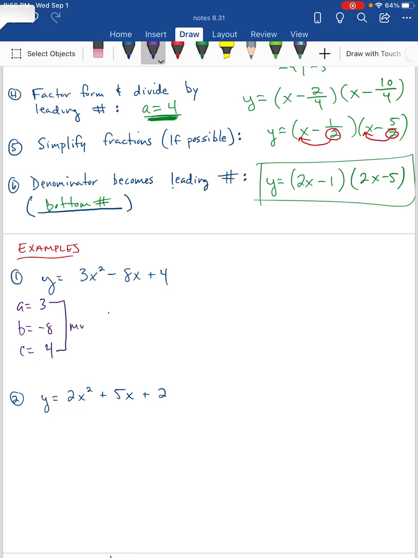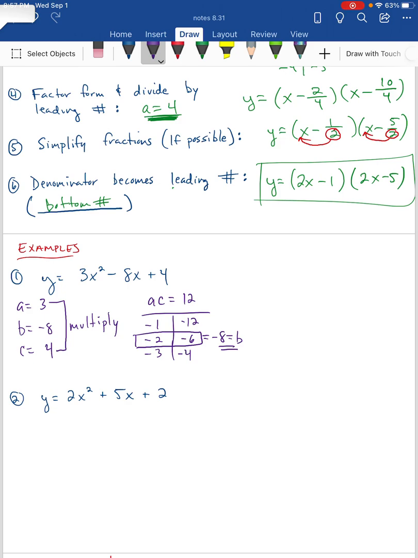So I am going to multiply my a and c. So 3 times 4 gives me 12. So for my t-chart, I need to get factors of 12 because that is what I get when I multiply a and c. So I have 1 and 12, 2 and 6, and 3 and 4. Now because AC is positive and 8 is negative, that means that both of my factors are negative. The ones that add up to give you negative 8 is the middle one. Again, this is B, so that is what I want.